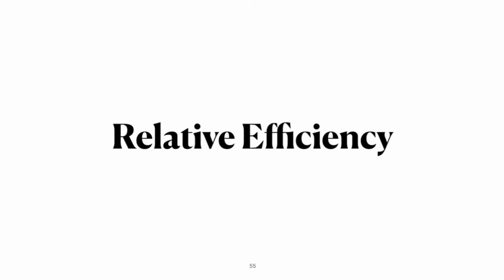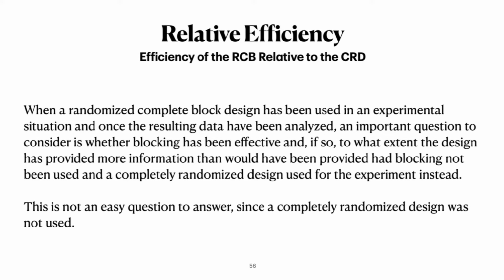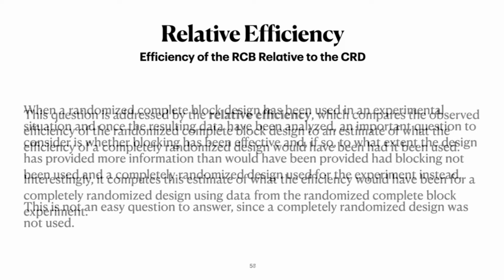Now the next topic we'll look at in the context of the randomized complete block design is relative efficiency. When a randomized complete block design has been used in an experimental situation, and once the resulting data have been analyzed, an important question to consider is whether blocking has been effective, and if so, to what extent the design has provided more information than would have been provided had blocking not been used and a completely randomized design used for the experiment instead. This is not an easy question to answer because a completely randomized design was not used, and so we don't have data from that type of experiment.